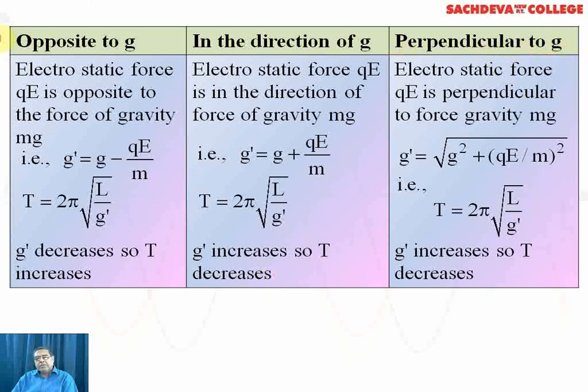In the third case, perpendicular to g, the electrostatic force QE is perpendicular to the force of gravity. QE means force due to the electric field, and the force of gravity is mg. So g dash will be equal to the square root of g square plus QE over m the whole square, and from this we get the value of T, that is 2 pi under root L over g dash, and for g dash we can compute the value from the given data. From that we conclude that g dash increases, so T decreases.